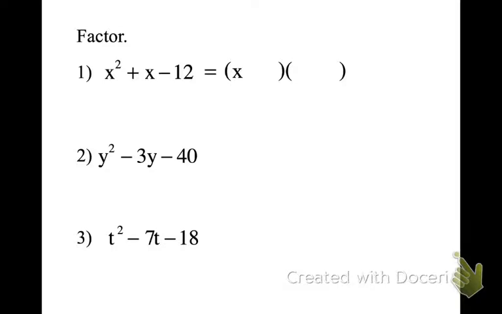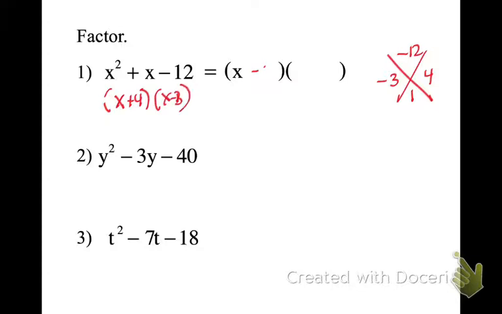As I'm doing these, remember what multiplies to negative 12 and adds to positive 1. How about 4 and negative 3? So x plus 4, I like you doing them underneath, times x minus 3. Right? That adds to positive 1. Those last two add to positive 1. The coefficient here. Okay, let's go to the next one.